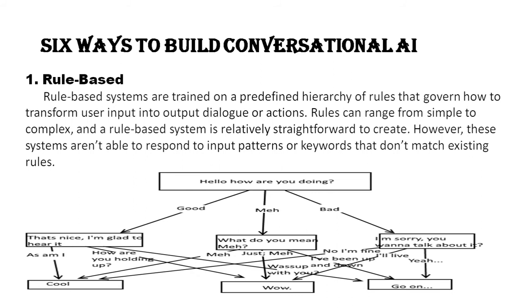6 ways to build conversational AI. First is rule-based. Rule-based systems are trained on a predefined hierarchy of rules that govern how to transform user input into output dialogue or actions. Rules can range from simple to complex, and a rule-based system is relatively straightforward to create. However, these systems aren't able to respond to input patterns or keywords that do not match existing rules, as shown below.